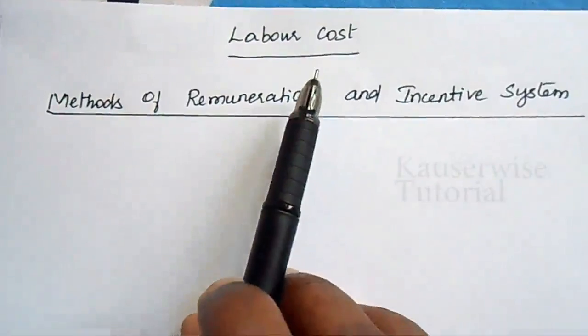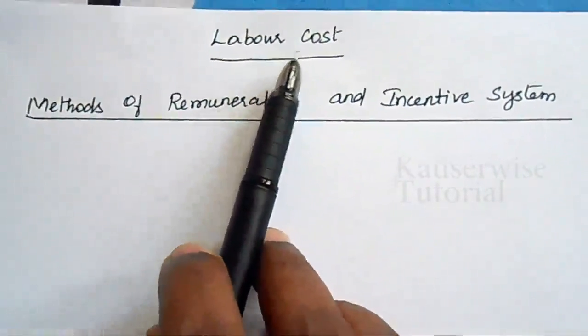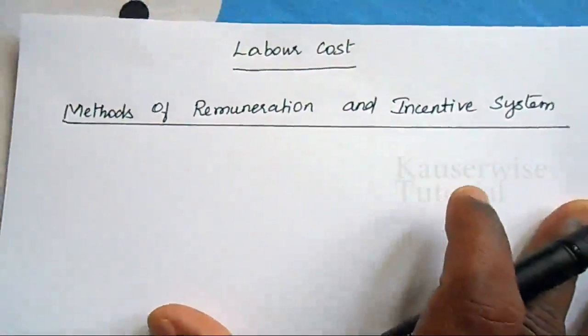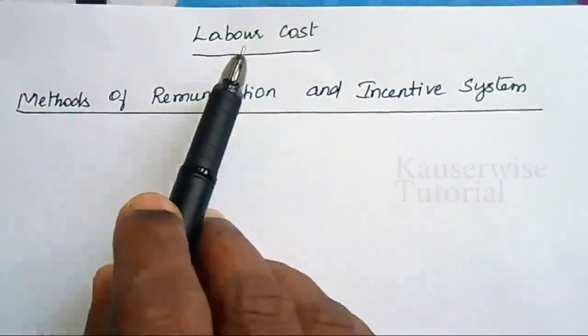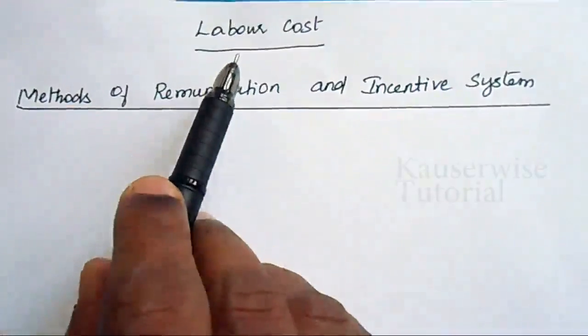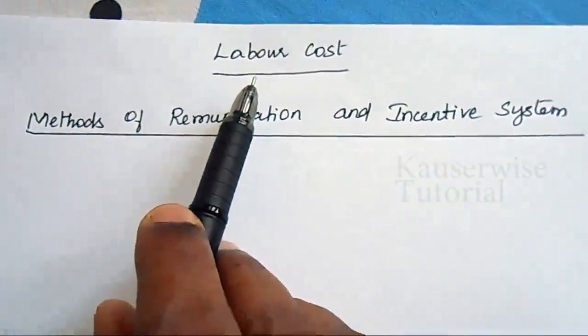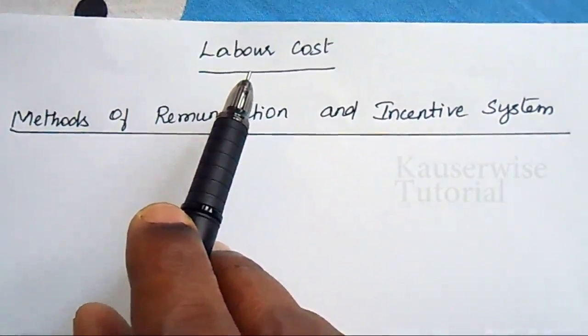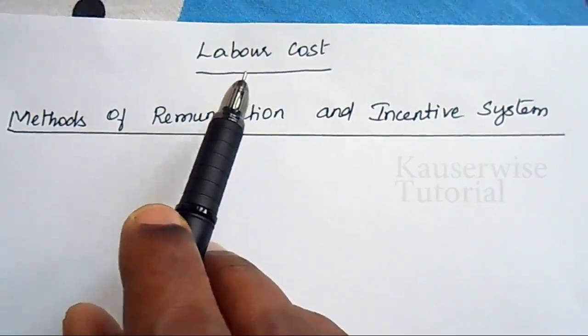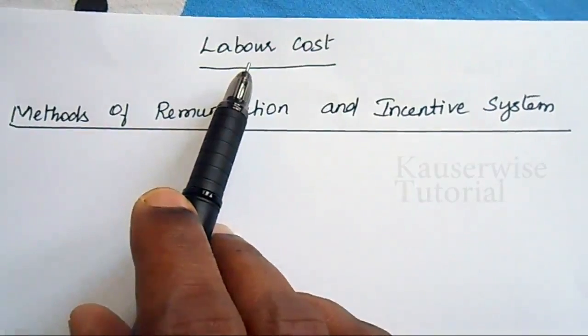Hi, in this video I am going to explain labor cost. Before we go for the problem, let me explain the basic concept of labor cost. What is the meaning of labor? Labor is one of the most important factors of production. There are four factors of production: land, labor, capital, organization. In that, labor is one of the most important factors.